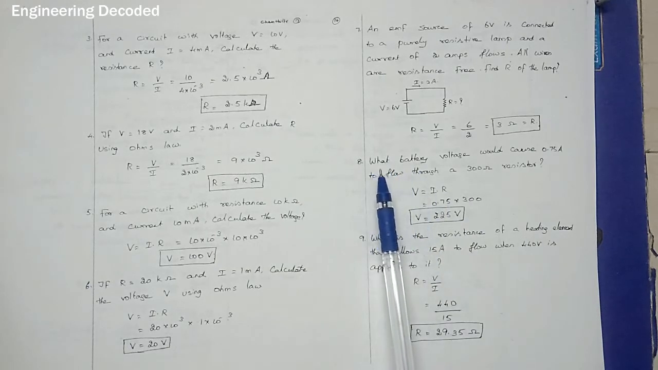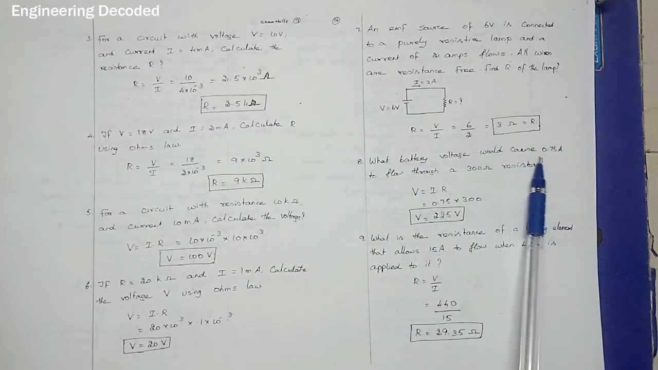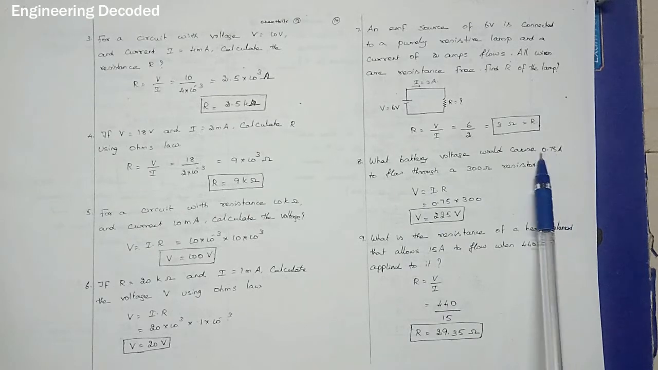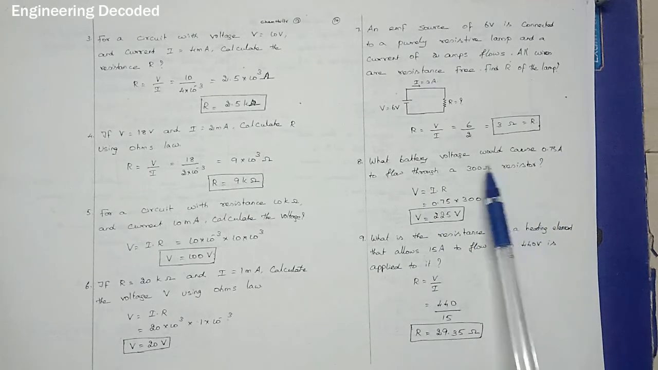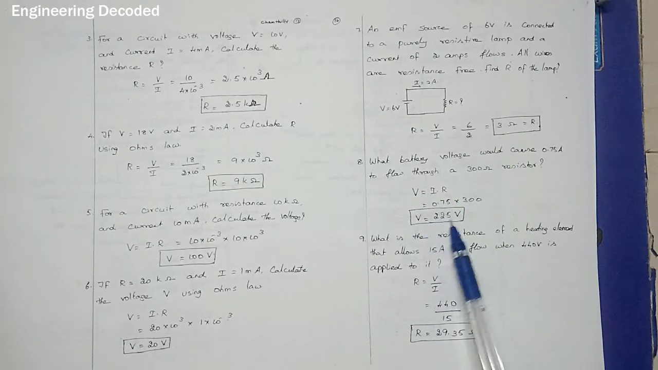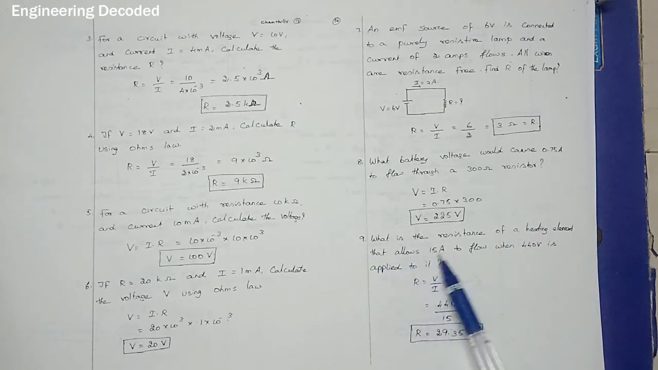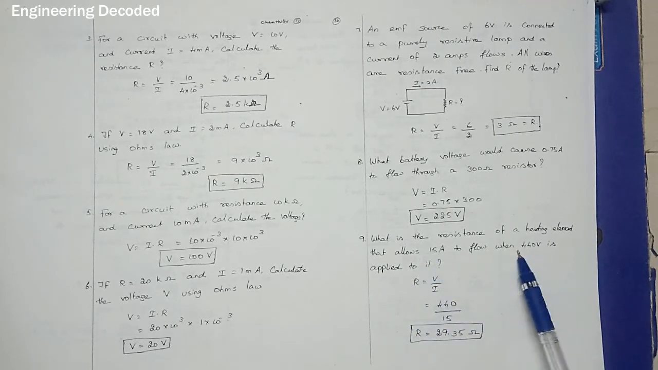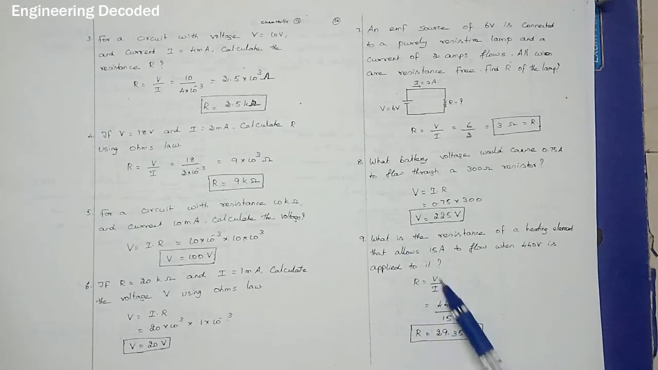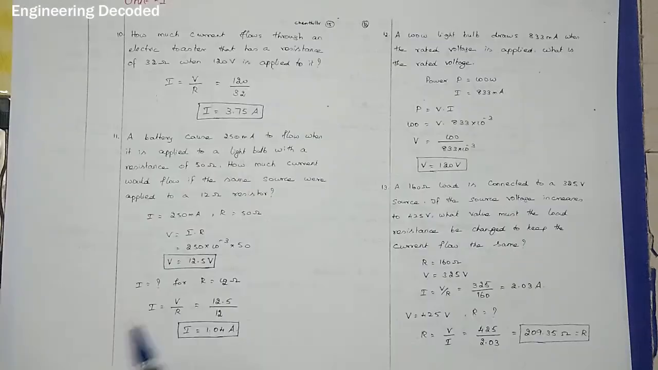Next we can see this problem. What battery voltage would cause 0.75 amps to flow through a 300 ohm resistor? So 0.75 amps current is given, 300 ohm resistance R is given. So V is equal to I into R. You can simply substitute the values and find out the voltage. What is the resistance of a heating element that allows 15 amps to flow when 440 volt is applied to it? So 15 amps current is given, 440 volt voltage is given. You want to find out R. R equal to V by I. Just substitute the values, you will get the value of R.